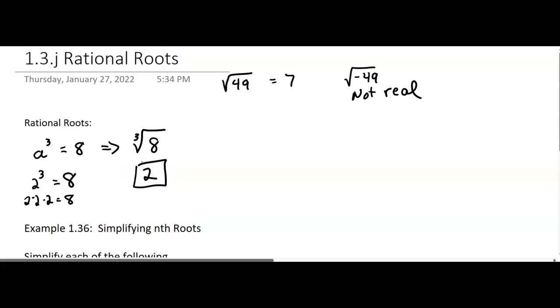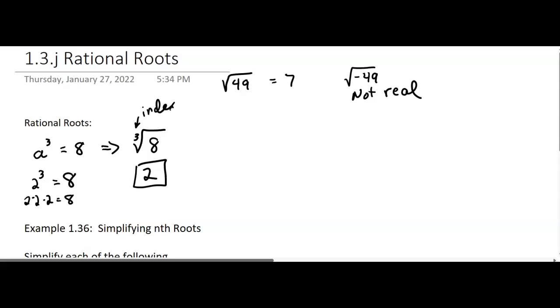All right, so now they're not necessarily square roots. If you have a radical symbol and there's no little number in the radical, then it's a square root. But this would be a cube root, and that little number is called an index. Okay, so it's an index on the radical.